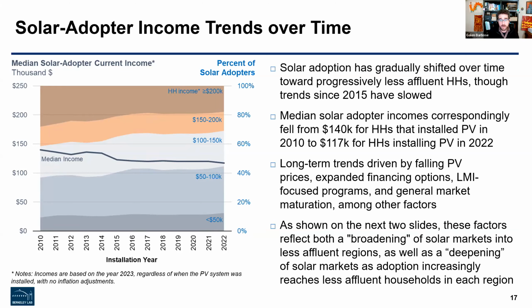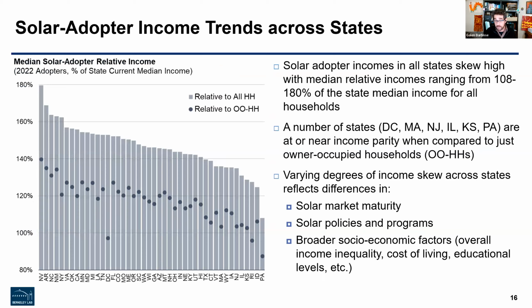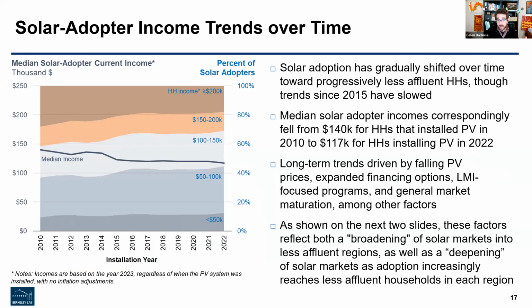We also talk about these trends as reflecting two different underlying dynamics, which we refer to as a broadening of solar markets, which is adoption expanding geographically throughout the country, as well as a deepening of solar markets, where within a given region, we see progressively less affluent households comprising a larger share of the adopters each year.